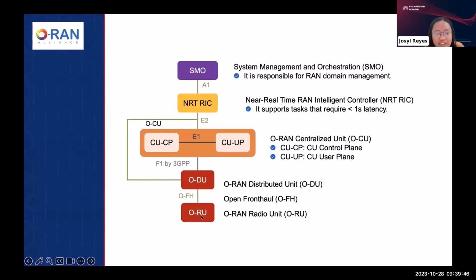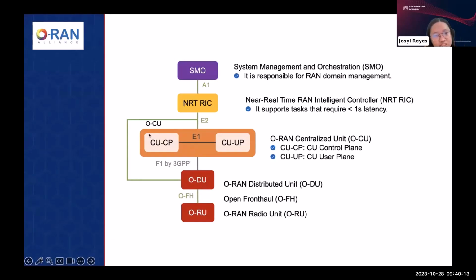So in RU tsaka DU, ang nagko-connect sa kanila is FH, yung front haul. So in ORAN, nagkaroon lang ng prefix na O to mean it's now open front haul. Kasi in the discussion in this course, may iba pang interfaces na front haul, and then some are not open. So dito ini-specify na dapat open yung front haul na gagamitin for ORAN architecture.